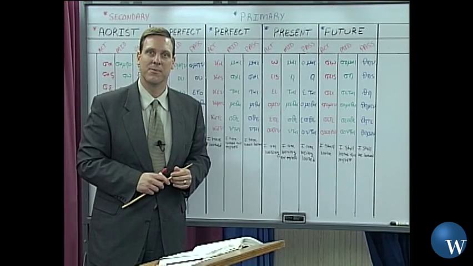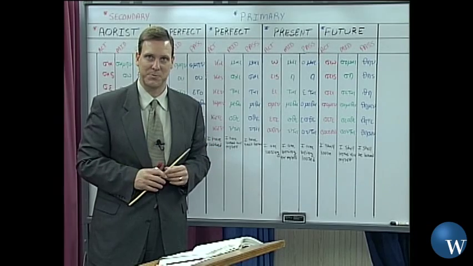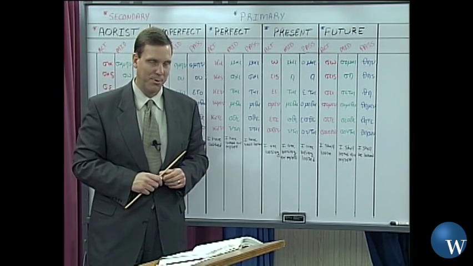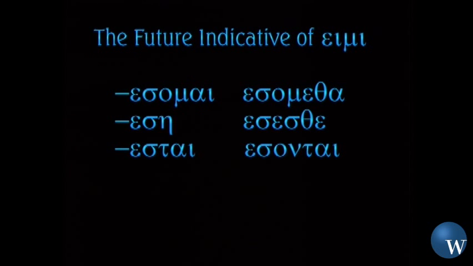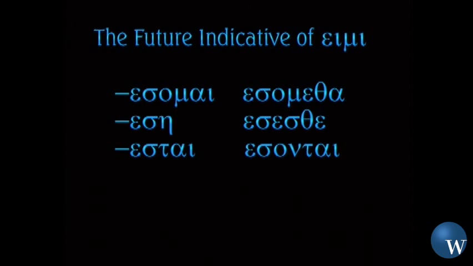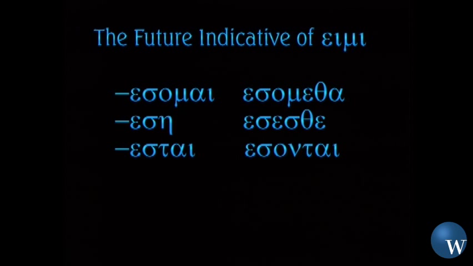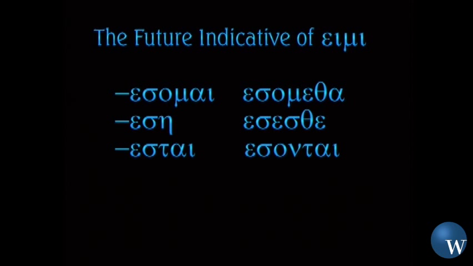Okay, well, let's move on now to some other aspects of these chapters that are important as we, again, preview these next chapters. And our next element that we want to talk about is the future indicative of eimi. Now remember, eimi is the to be verb, which means in the first person, I am, or in the second person singular, you are, or in the third person singular, he, she, or it is. Okay, so those are our to be verbs.